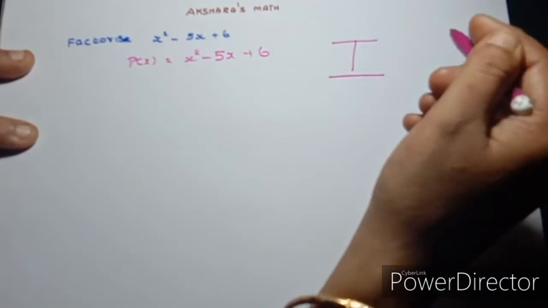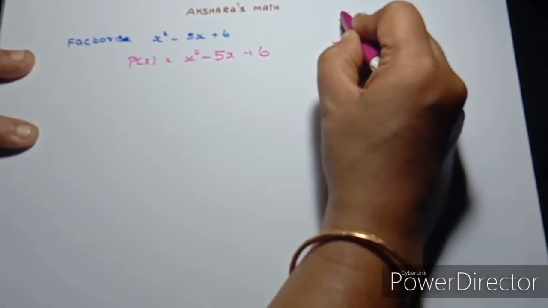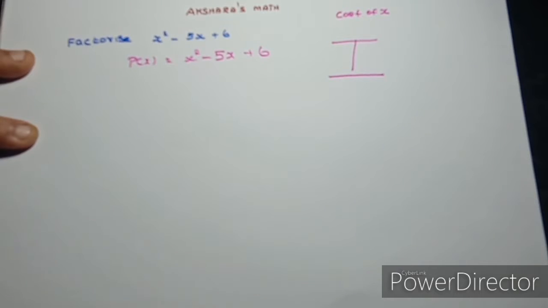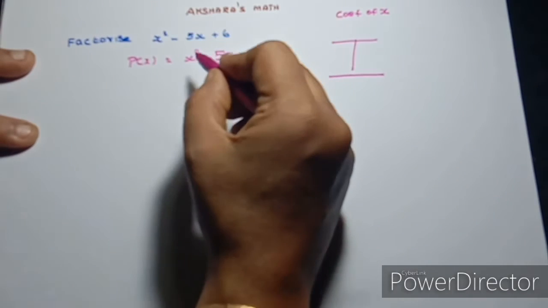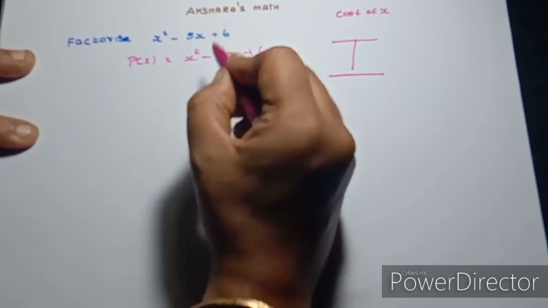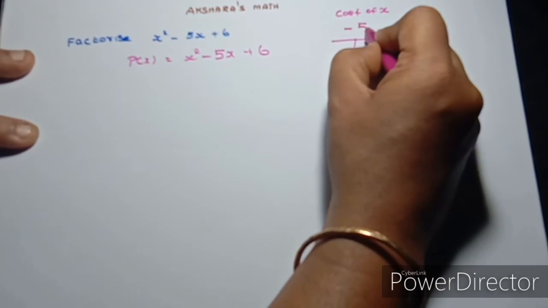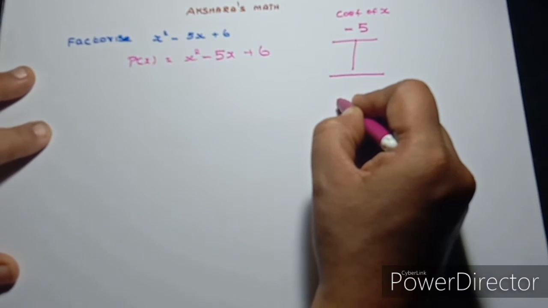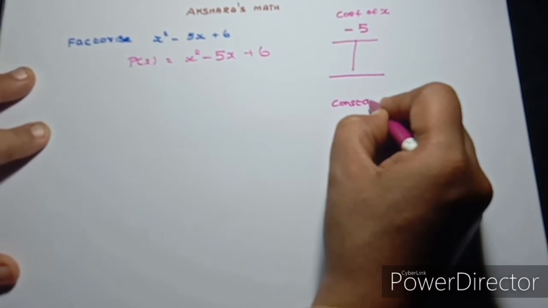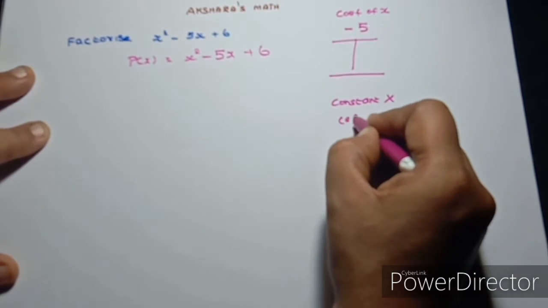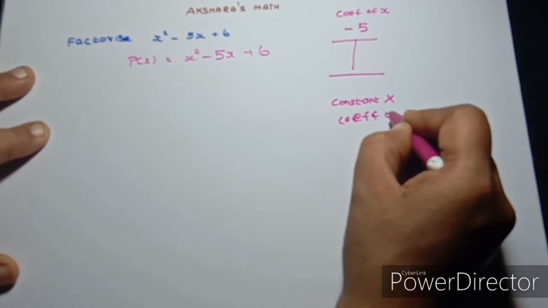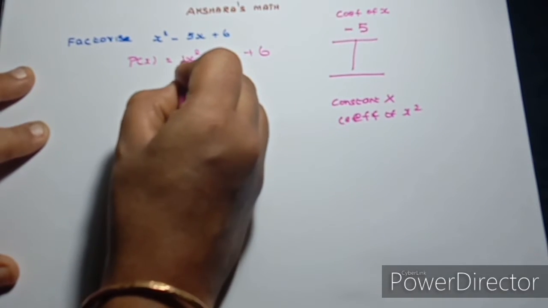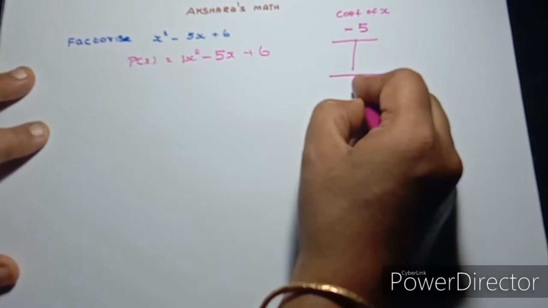And in the top of this eye, what am I going to write? I am going to write the coefficient of x, along with the sign. Here there is minus 5 in this polynomial, so I will put minus 5 here. And in the bottom of this eye, I will multiply the constant and the coefficient of x square. Here it is 1x square, so 6 into 1 is 6.